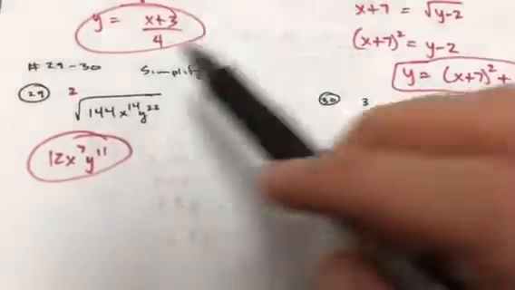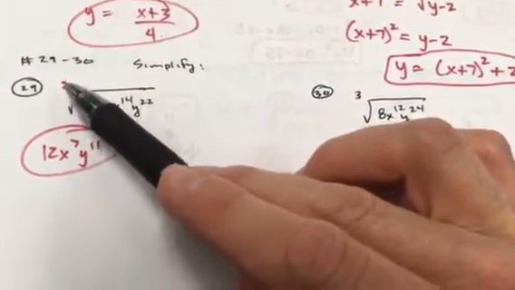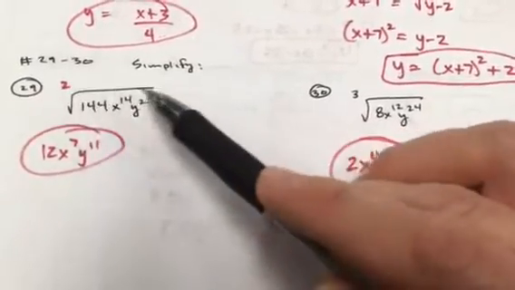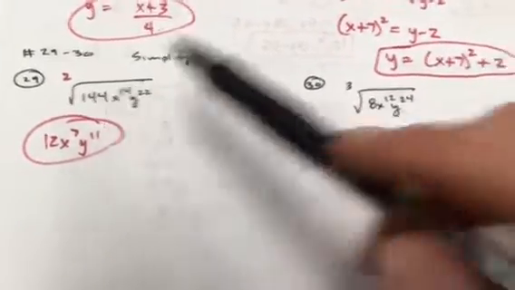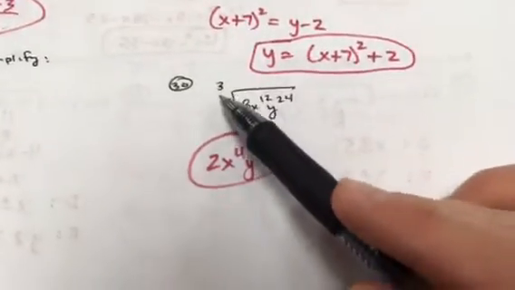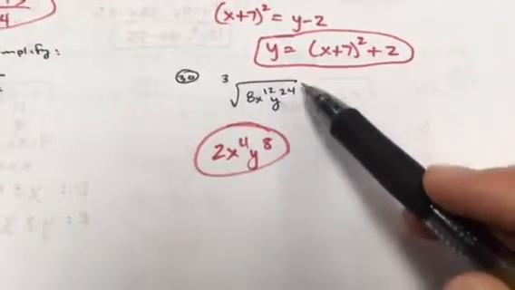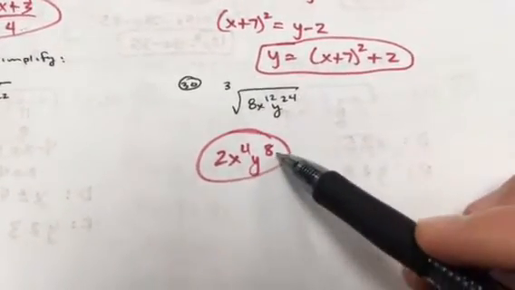29 and 30 give you clean answers. If you're taking the square root, there's an imaginary 2. The second root of 144 is 12. 2 goes into 14 7 times. 2 goes into 22 11 times for the y. The third root of 8 is 2. 3 goes into 12 for the x 4 times. 3 goes into 24 for the y 8 times.